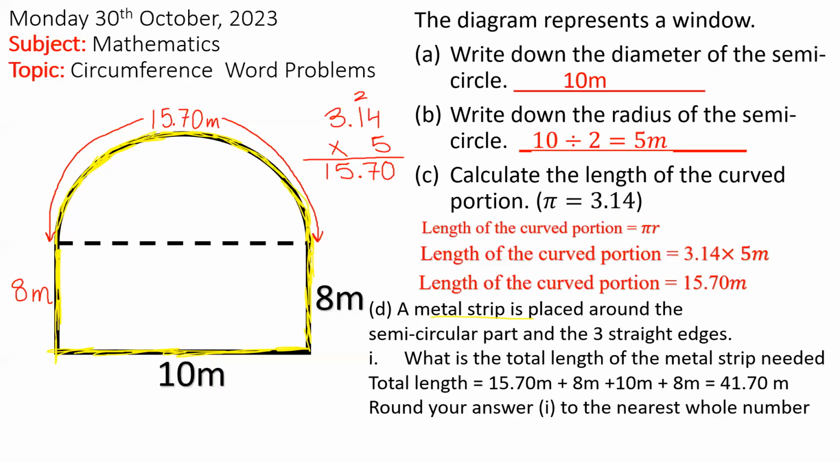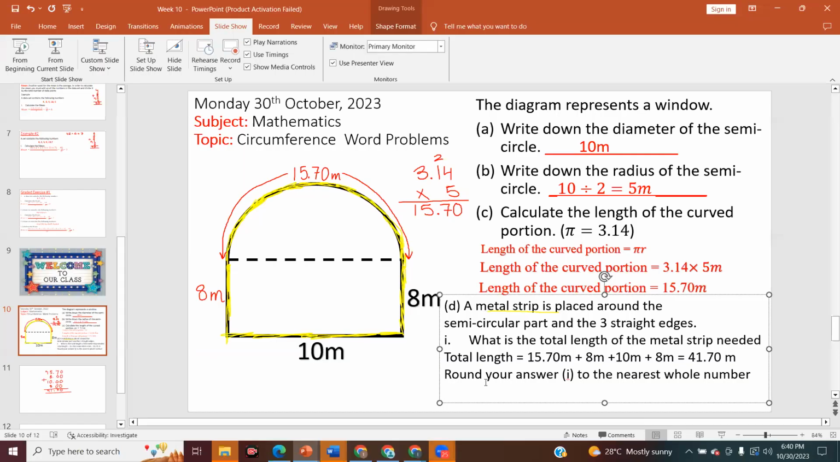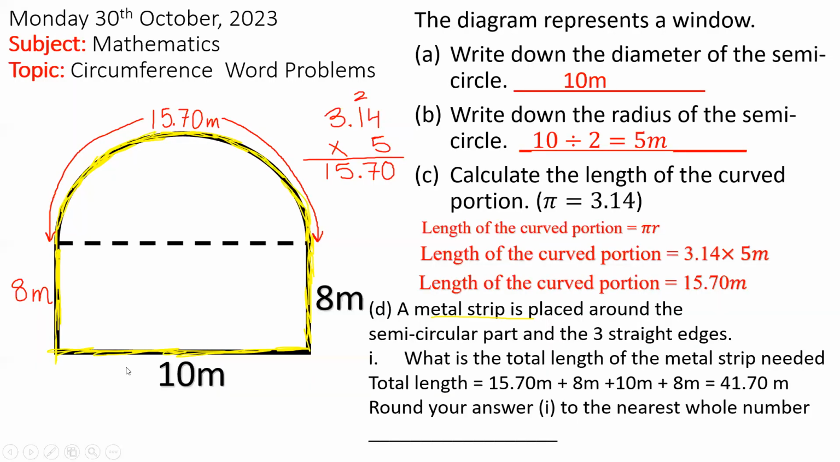So we want to round our answer, which is 41.70, to the nearest whole number. For those who know how to add, put your answer inside the chat, please. What do you think the answer is going to be when you round 41.7 to the nearest whole number? For those of you who already know the answer, put your answer inside the chat.